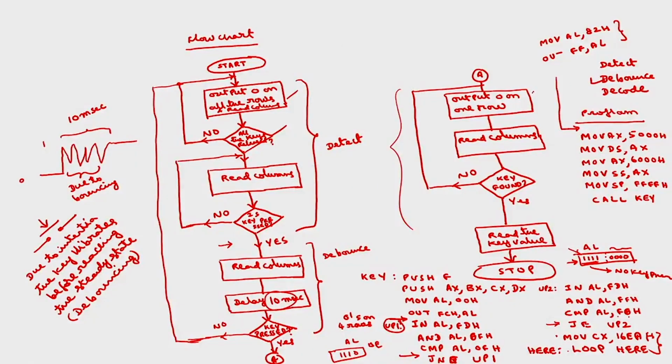Okay. So what is the next operation? We have to output 0 on one row, then you read the columns. If the key is not found, then you send a 0 on the second row, third row, fourth row, like that. We have to check all the 4 rows. So now you have to output 0 on one row.